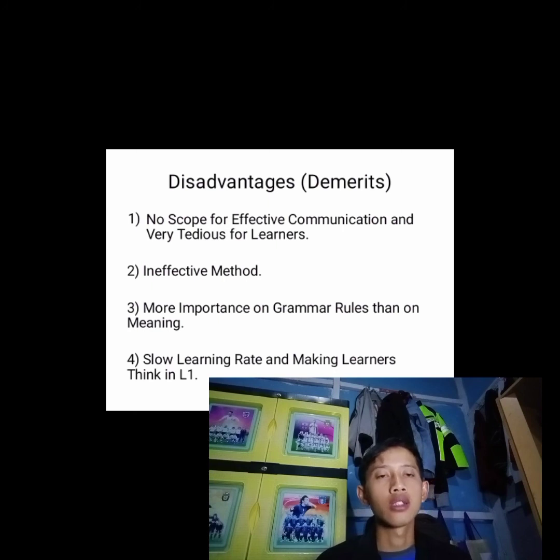Okay, next, demerits or disadvantages. 1. No scope for effective communication and very tedious for learners. Direct translation is widely regarded as an inefficient way of becoming fluent in any language. For example, translating a sentence word for word from Spanish to English might not result in a sentence with the same meaning, because so little attention is paid in class to listening and speaking.